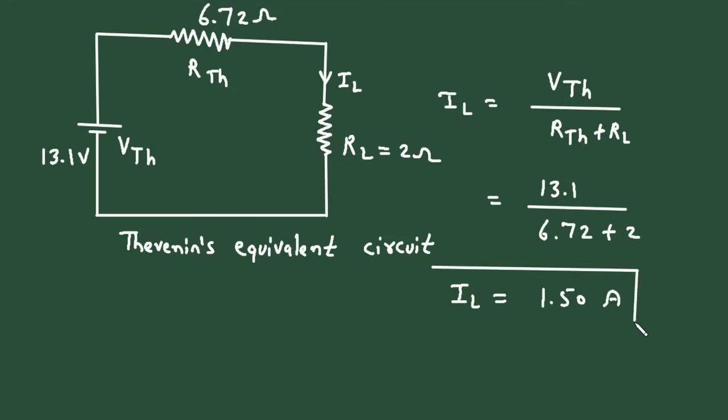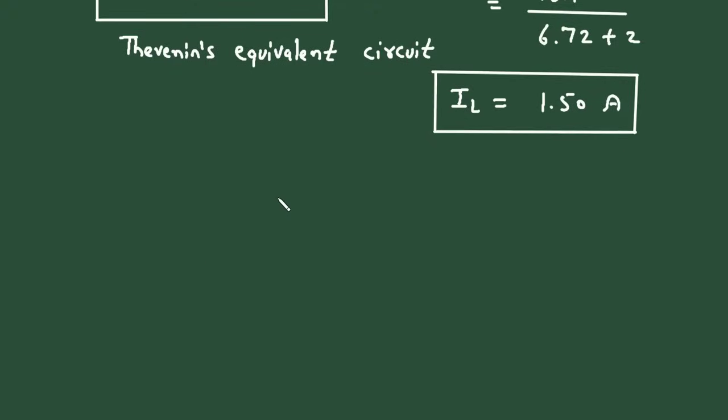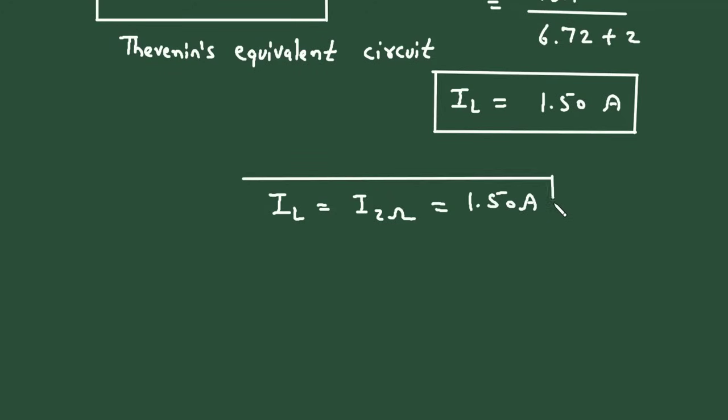That is the current through 2 ohm. IL is equal to the current through 2 ohm, so it is equal to 1.50 ampere. So this is how we can find the value of current by using Thevenin's theorem.